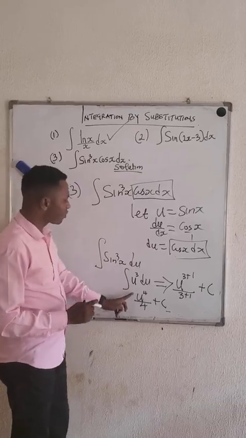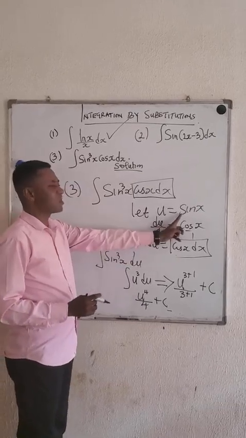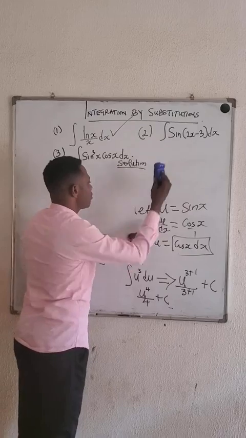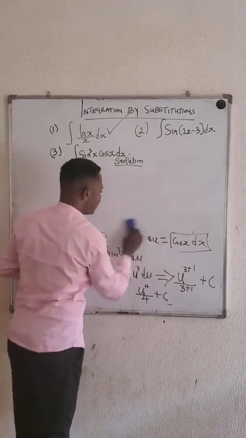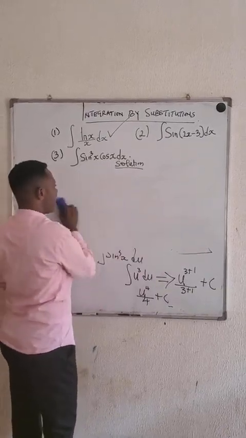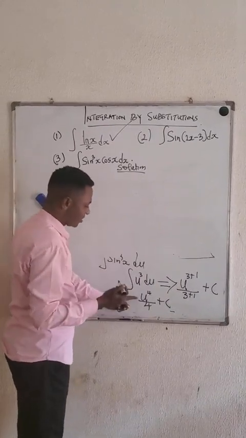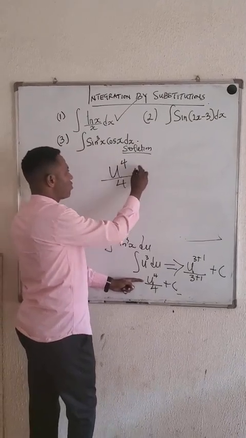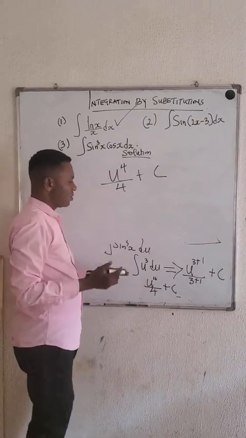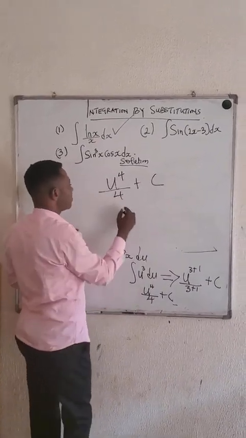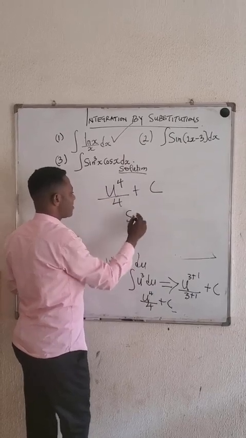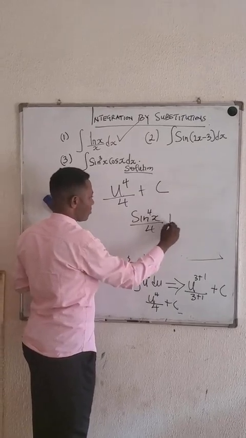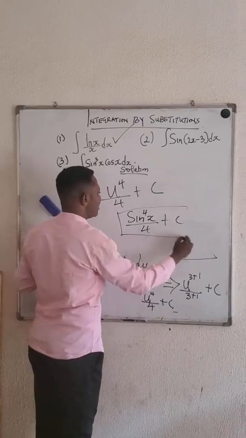We will go back and substitute u. What is our u? We said u should be sin x. So let's go back and substitute it and we are done. Anywhere we see u in that solution, we put sin x. So look at what we got: u power 4 all over 4 plus c. What is u? U we say sin x. So here now we just say sin x power 4 all over 4 plus c. And this is the result.